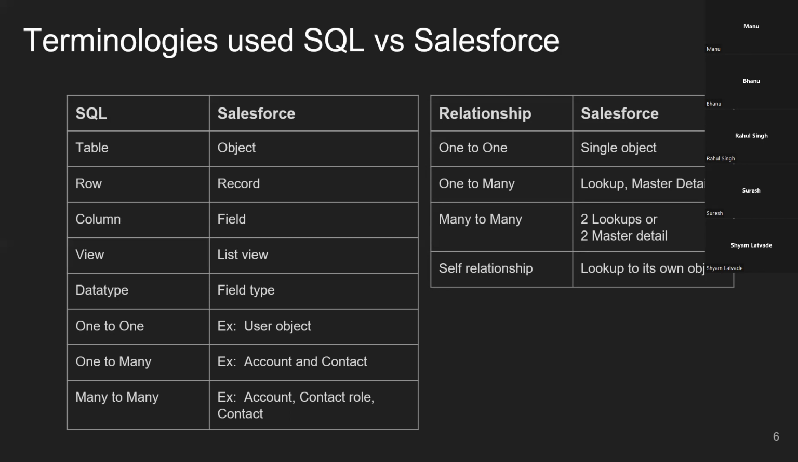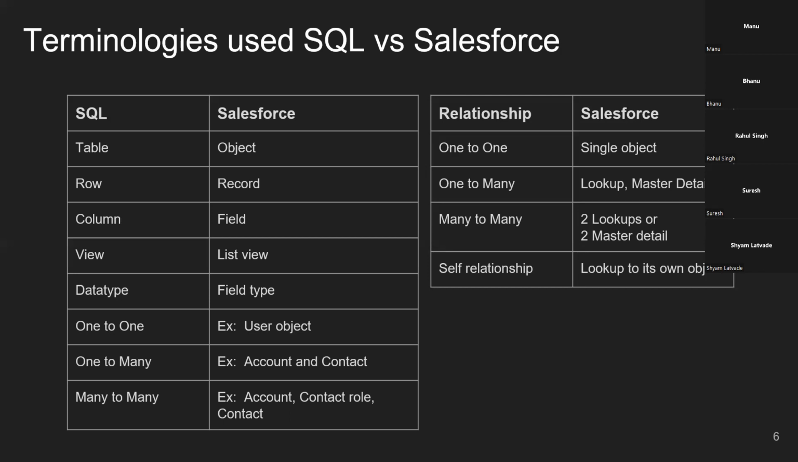A many-to-many relationship is normally created between two master-detail relationships. As I said, two parents and a junction object will be there, or you can create it through two lookups also. Very rarely they create it between two lookups, but normally it is created between two master-detail relationships.